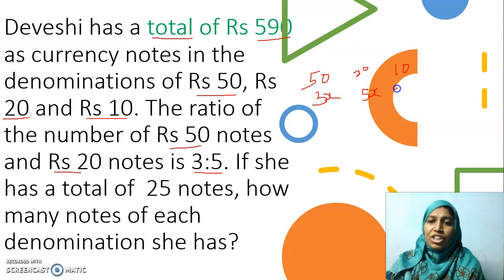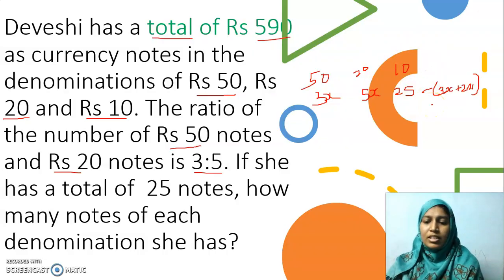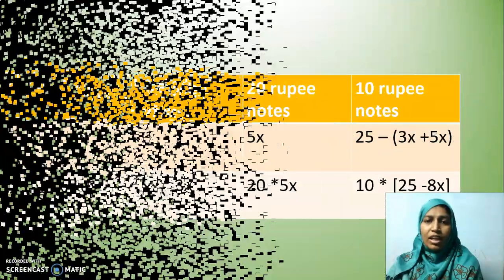So, totally she had 25 notes only. In the purse, if I start counting now one by one, not adding the values, I am just seeing how many notes she has. She had 25 notes. Among that, she had 3x and 5x as her 50 rupee notes and 20 rupee notes. So, if I subtract these two from 25, I will get the 10 rupee notes. How many 10 rupee notes are there? Is it clear?